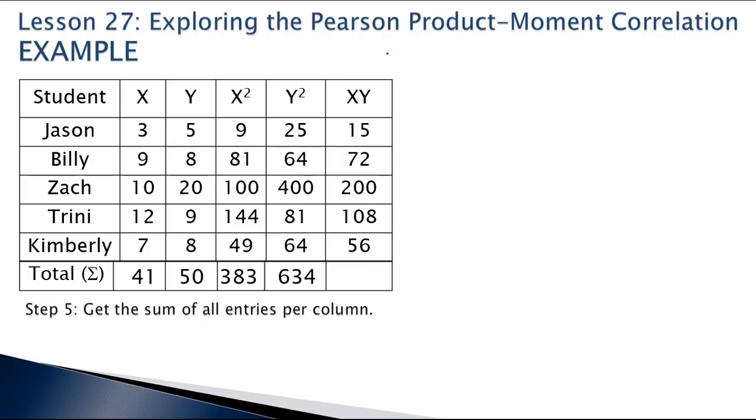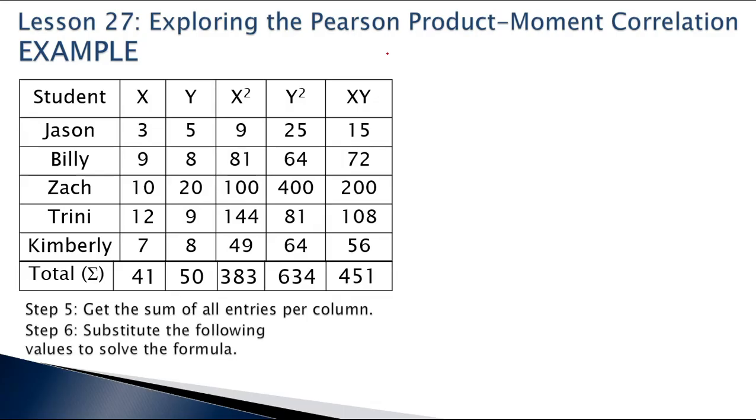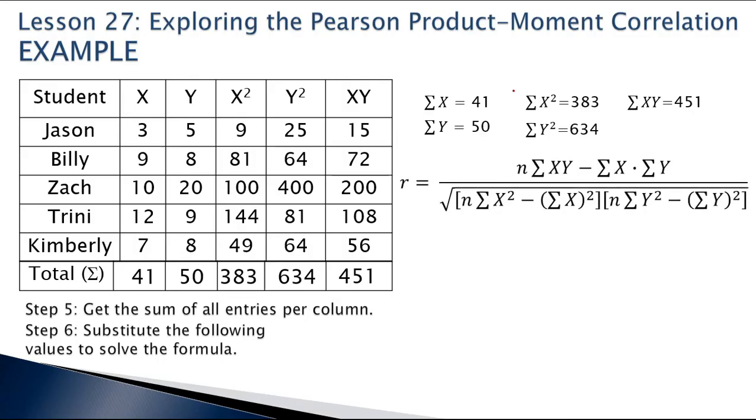Very good. That is equal to 451. So, tapos na tayo sa step 5. So, what's the next step? Let's substitute the following values to solve the formula. Lahat daw nung nakalap nating values, so eto yun. Summation ng x 41, y 50, x squared 383, y squared 634, xy 451. Gagamitin daw natin yan, isa-substitute natin sa formula na ito.